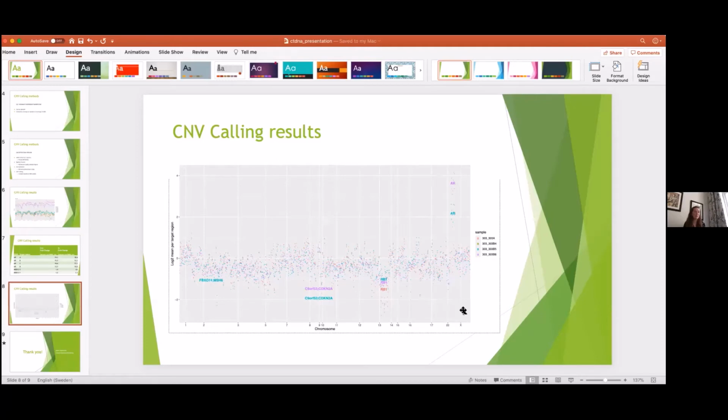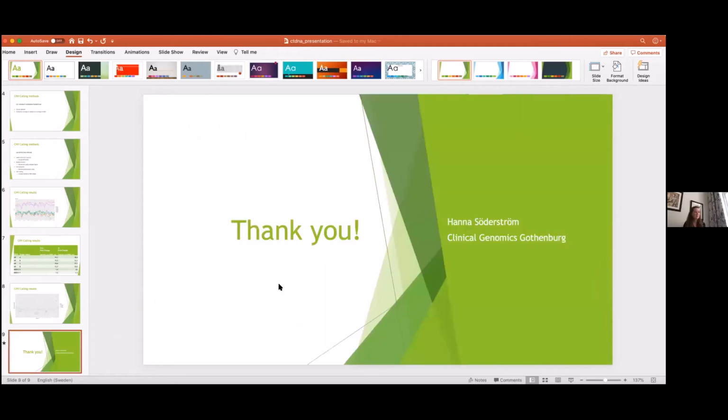So here you can see all genes in the same plot, whereas in the other plot you can do 1 plot for each gene. So those are some different ways to display the results. So that was some of the things that I worked on in this research project.